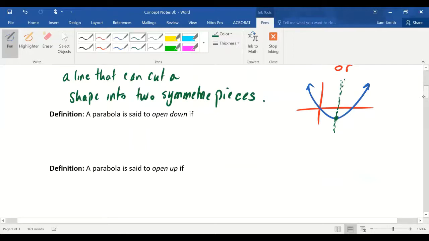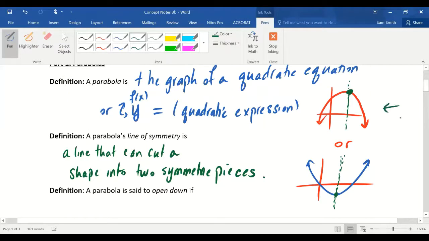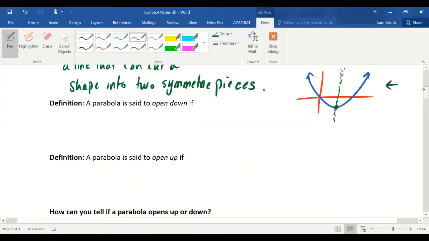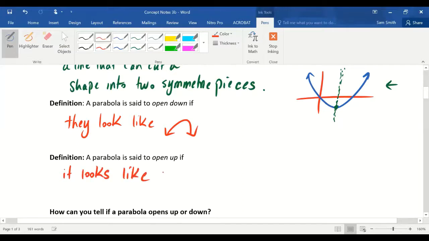Now, we have some terminology to distinguish parabolas that look like this one from parabolas that look like this one. Parabolas are said to open downward if they look like the water from the water fountain, like a frowny face, both ends pointing downward. Whereas the parabola is said to open up if it looks more like a bowl or smiley face, both ends pointing upward.